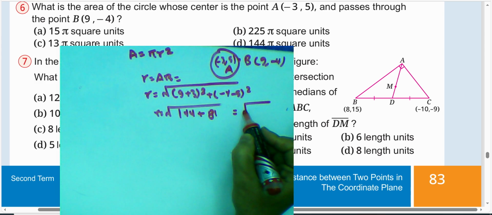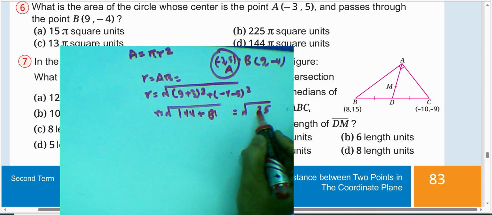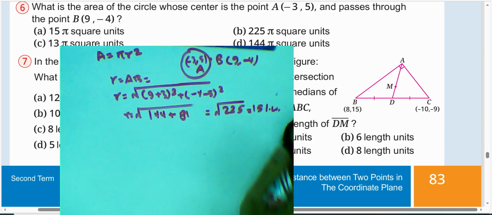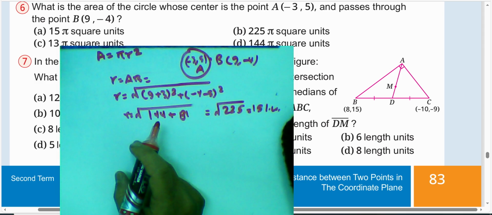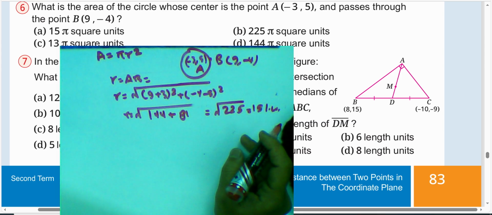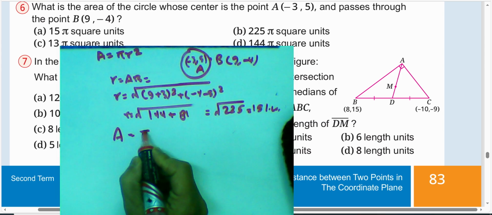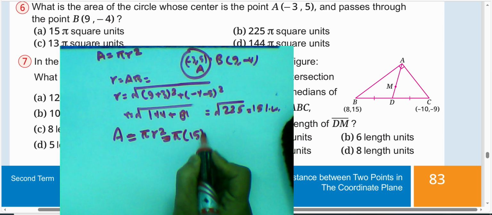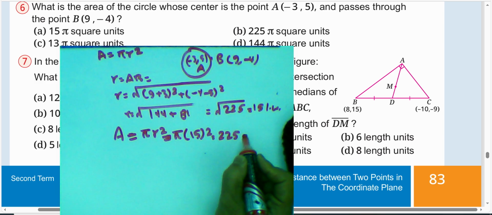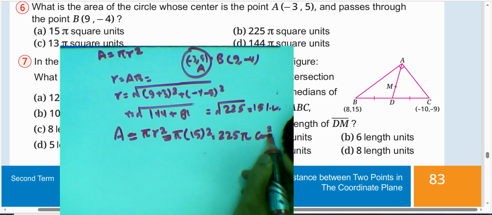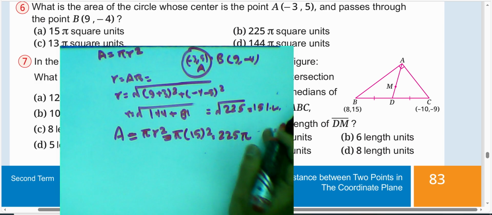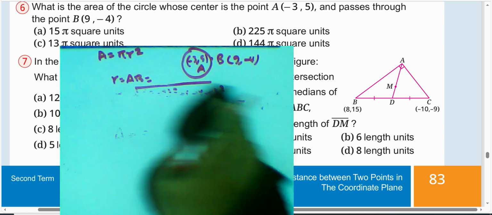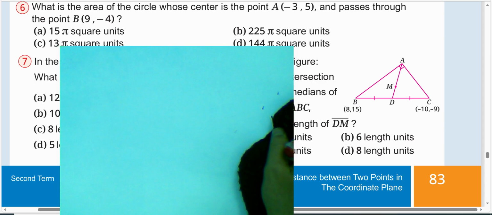9 plus 3 is 12, 12 power 2 is 144, and negative 4 minus 5 is negative 9, power 2 is 81. 144 plus 81 is 225, and the square root is 15. The radius will be 15 length unit. Then the area equals pi r power 2, pi times the radius 15 power 2, which is 225 pi square units. The result will be 225 pi. It shows letter B.